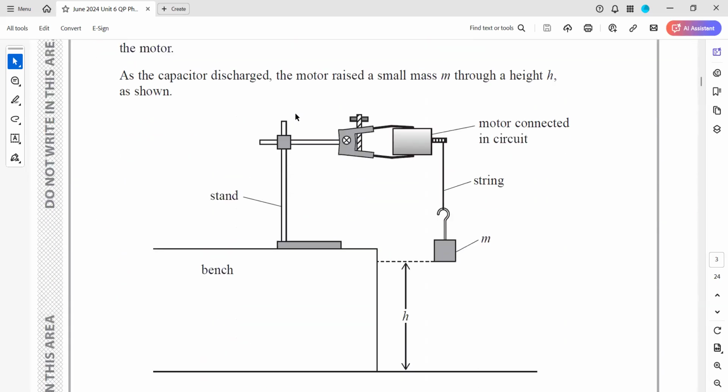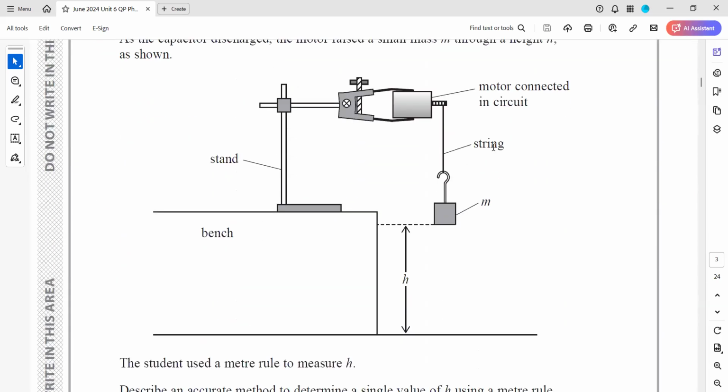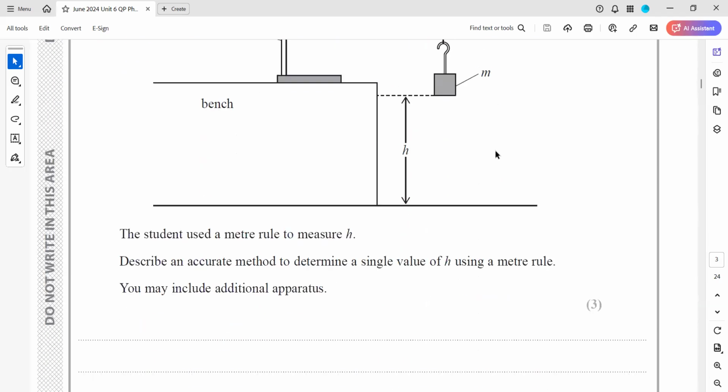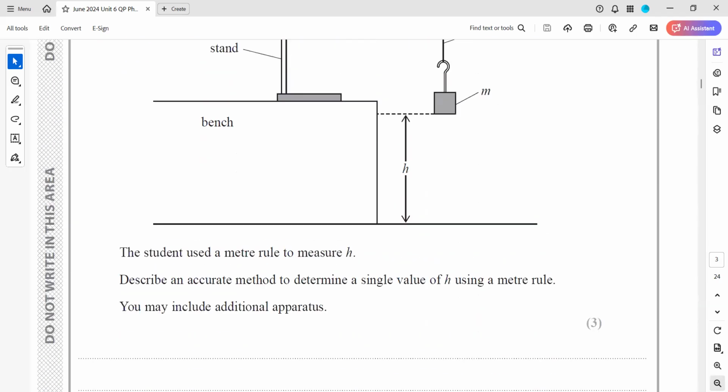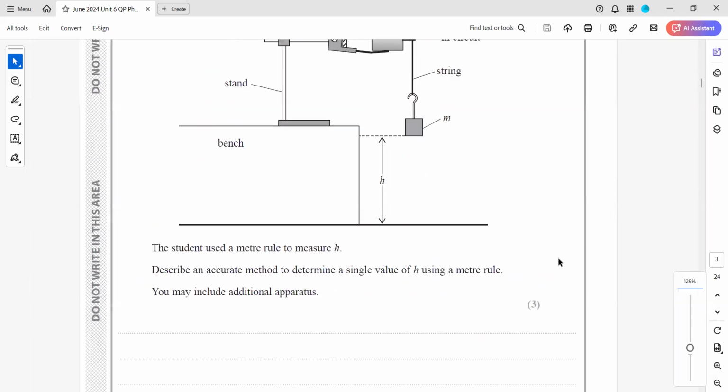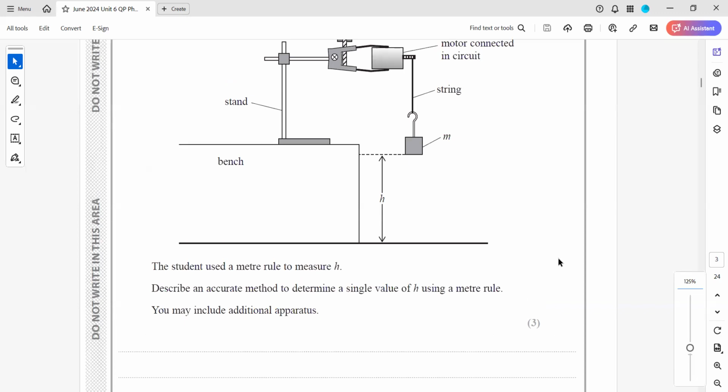Then the student used the switch in position 1 to charge the capacitor and position 2 to discharge. The capacitor discharges and the motor raises a small mass through a height h. The student uses a meter rule to measure the height. Describe an accurate method of measuring a height. So if you want to measure the height h as accurately as possible, what we should do here?